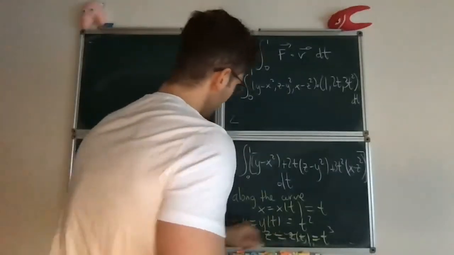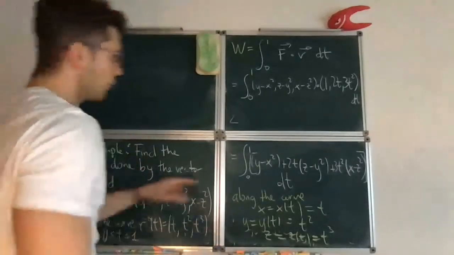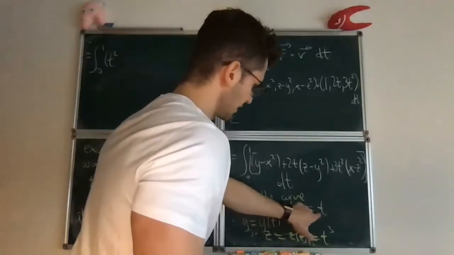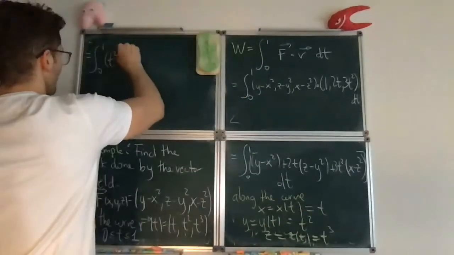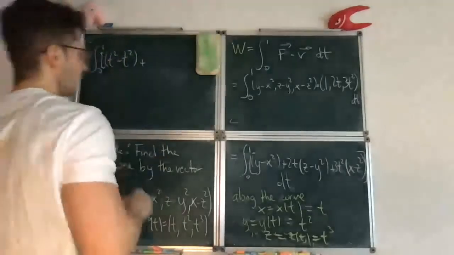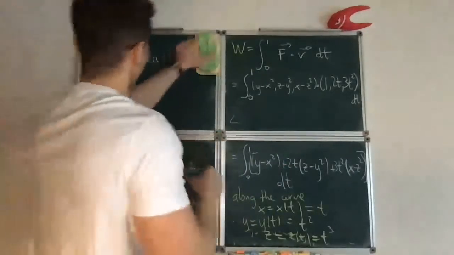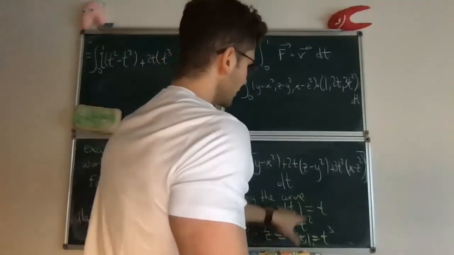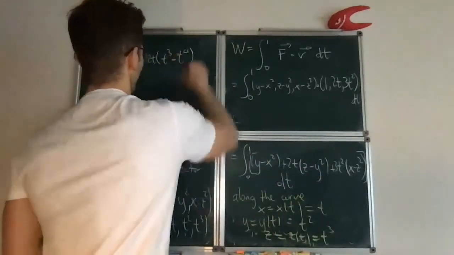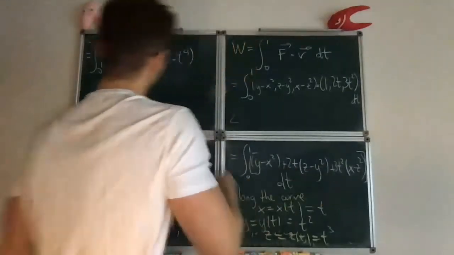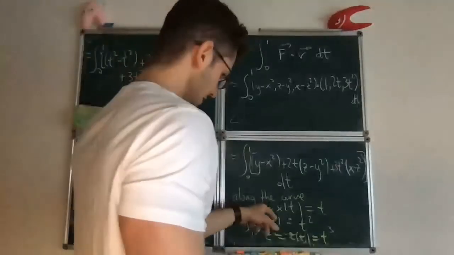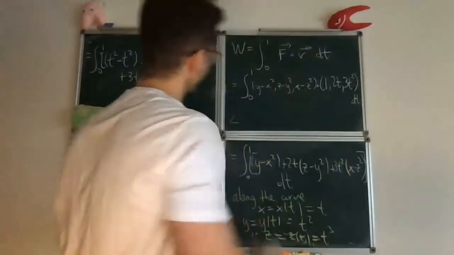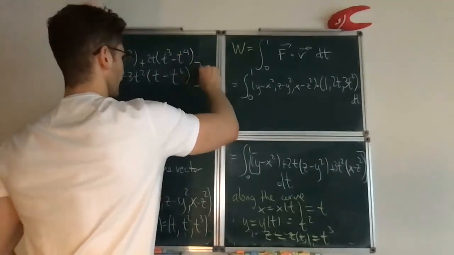So the work becomes the integral from 0 to 1 of y minus x squared. But again, along the curve, y is t squared, and x squared becomes, well, x is t, so x squared becomes t squared. Then 2t, now along the curve, z is t cubed, and y is t squared, so y squared is t to the 4. And finally, 3t squared. And then along the curve, x is t. And along the curve, z is t cubed, so z squared is t to the 6. And all of this against dt.